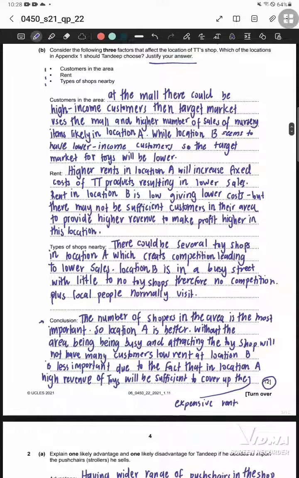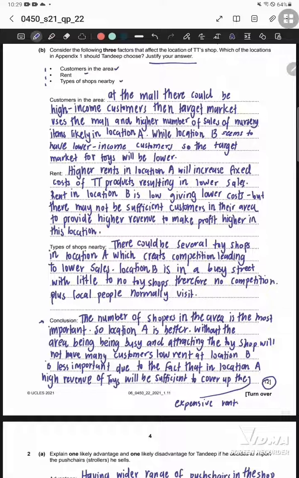Okay, let's see for rent. Obviously, this is very obvious. You don't have to think about this one. High rents in location A will increase fixed costs of the TT products, resulting in lower sales. Higher rents means you will have to increase your costs. Okay, makes sense. So rent in location B is low, giving lower costs. However, there may not be sufficient customers in their area to provide higher revenue to make profit higher in this location. All right, that is it.